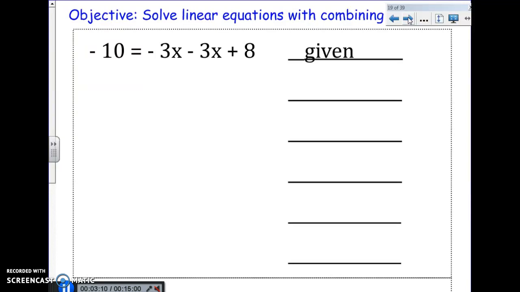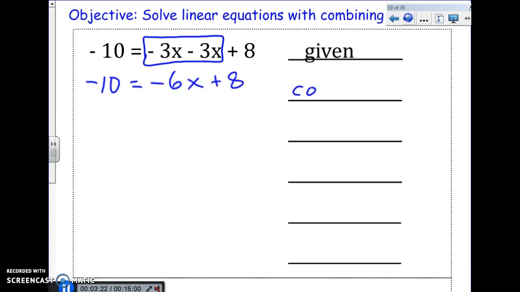All right, so the next example, we have the x on the right side of the equation. So I'm going to go ahead and focus on that first. Negative 3x minus 3x, those are my like terms. So I have negative 10 equals negative 6x plus 8. So I combined my like terms first.